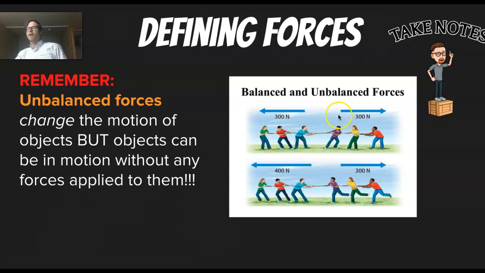So again, in this balanced tug of war, it's 300 newtons going in either direction. But in this unbalanced one, it's 400 newtons going to the left and 300 to the right, causing an unbalanced situation where more of it is going to the left, and that is the direction it's going to start moving.